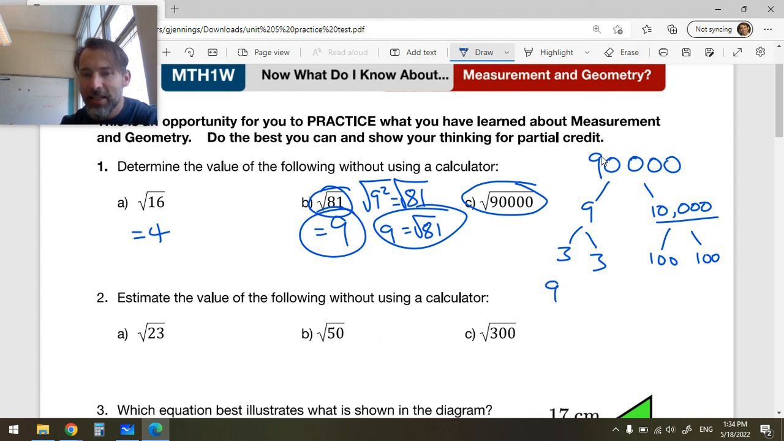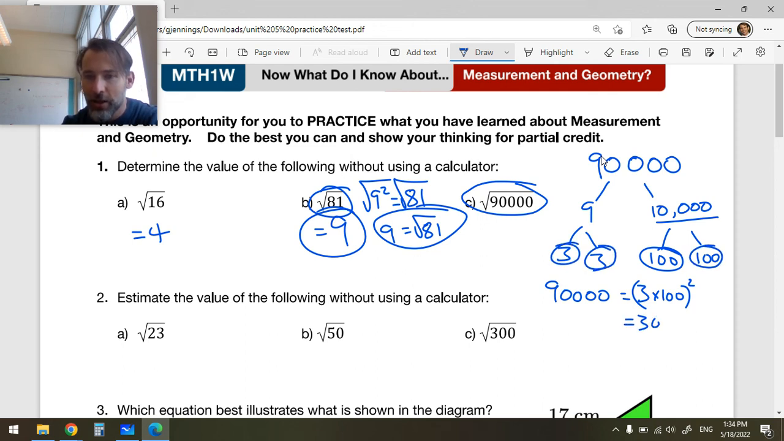So 90,000 is equal to 3 times 100 squared, because there's two 100s and two 3s. So it's equal to 300 squared. So this one is equal to 300. So you can use factor trees to take these apart, and there's tricks with the zeros. Because there's 4 zeros, it's going to be 200s multiplying each other.